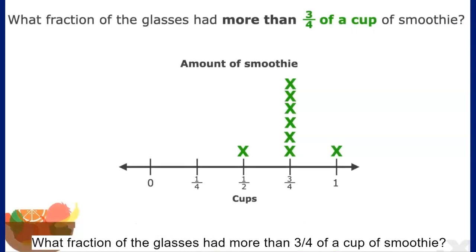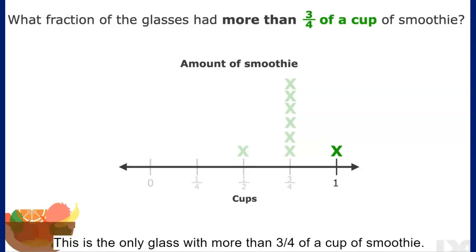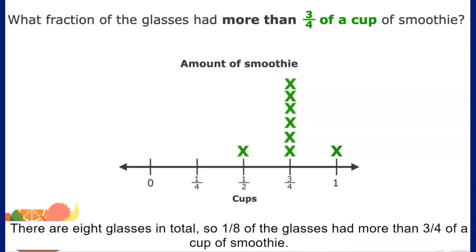What fraction of the glasses had more than 3/4 of a cup of smoothie? One glass has 1 cup of smoothie in it. This is the only glass with more than 3/4 of a cup of smoothie. There are 8 glasses in total, so 1/8 of the glasses had more than 3/4 of a cup of smoothie.